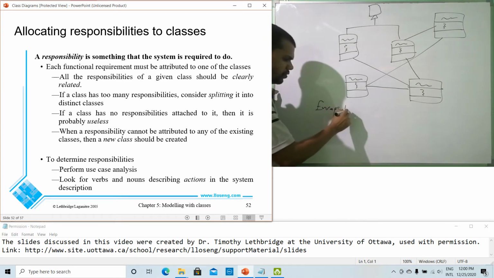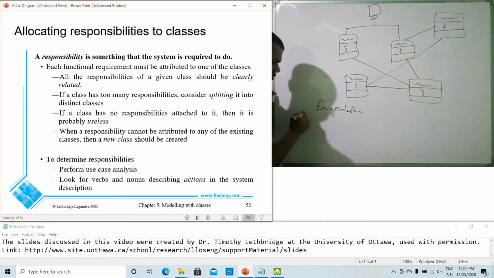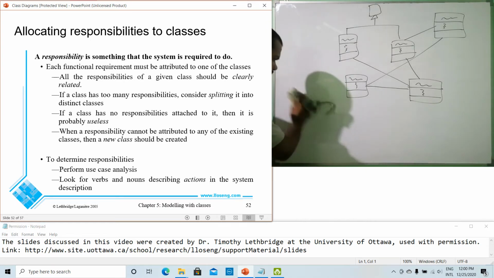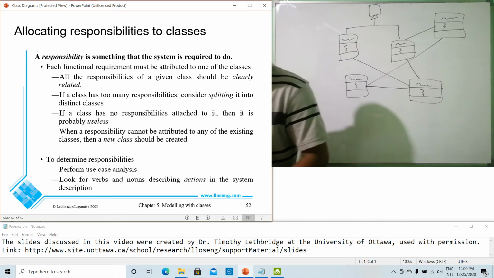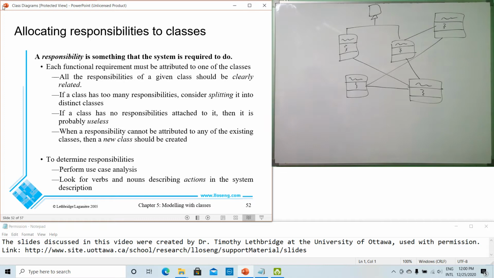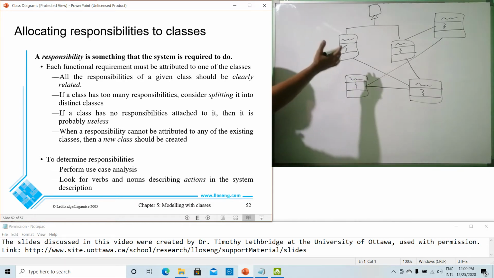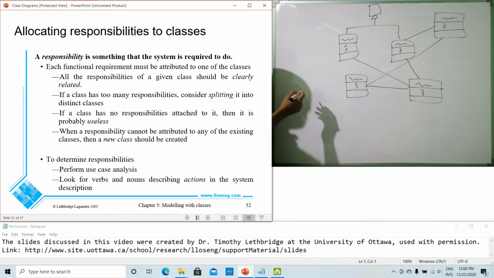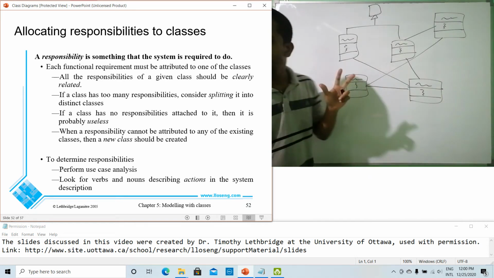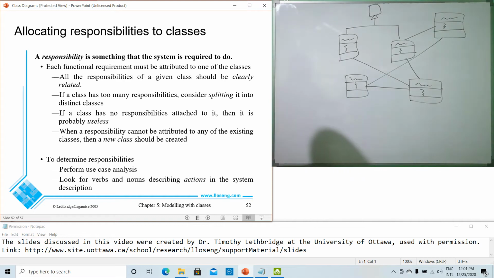Okay, so if you know the fundamentals of object-oriented programming, we encapsulate related things. So that is a little bit about encapsulation. And now, if a class has too many responsibilities, consider splitting it into distinct classes. Once you try to assign responsibilities, let's say one particular class got a lot of responsibilities, that is not suitable.